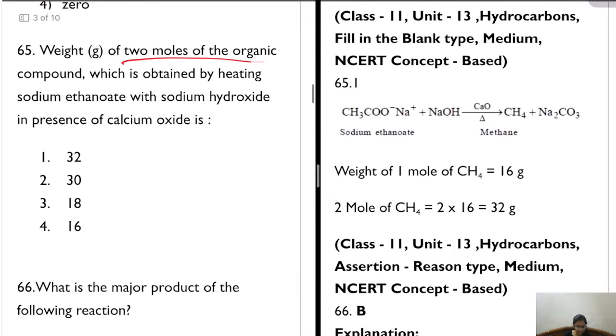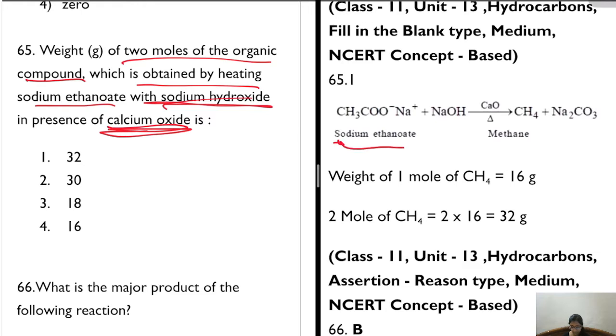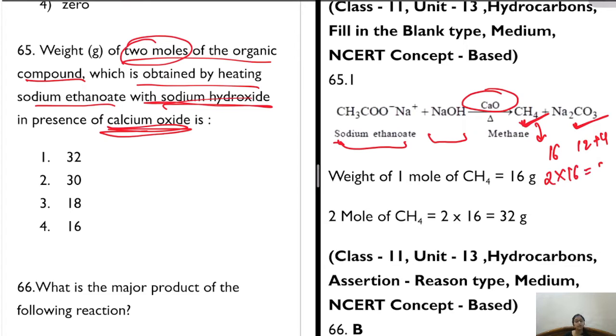Weight of 2 moles of the organic compound which is obtained by heating sodium ethanoate with sodium hydroxide in the presence of CaO. Let's see the reaction first. This is the reaction: sodium ethanoate with NaOH in the presence of CaO. It will give CH4 and sodium carbonate. So what is ours? Moles of the product. Here we have 1 mole. It is 16 gram, we know 12 plus 4. So what will be for 2 moles? 2 into 16, that is 32. So the correct answer is 1.